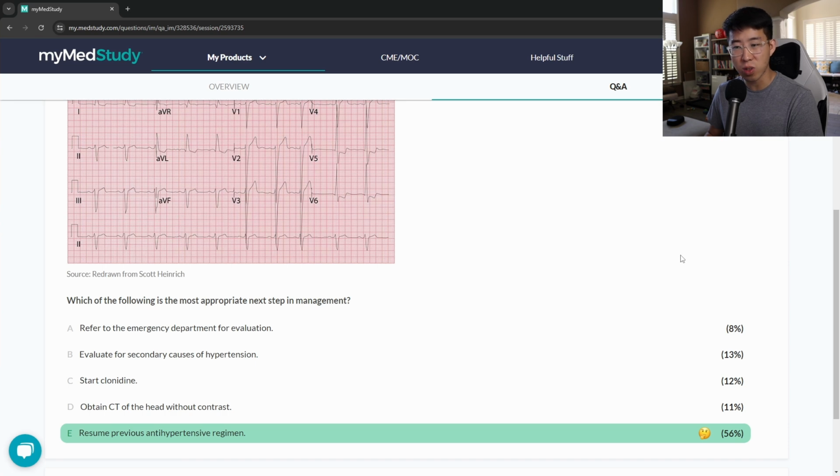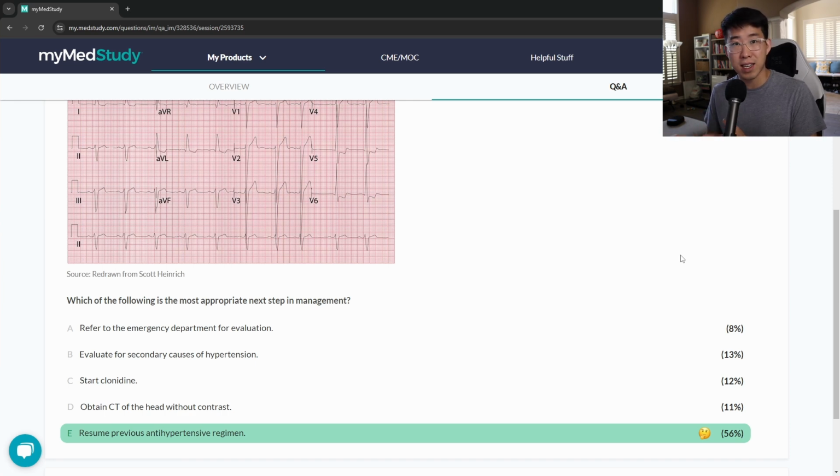So yeah, this was a difficult question for people because there's a lot of ST changes here. And so a lot of people could get really concerned about that and think that they're having hypertensive emergency due to acute coronary syndrome. But they're not giving us anything in the question stem about acute coronary syndrome. And all of these changes that we're seeing are secondary to his LVH, his left ventricular hypertrophy, and the repolarization abnormalities. Secondary causes of hypertension, well, he hasn't been on that drug regimen, the 3 antihypertensives, so we don't know if he has secondary hypertension.